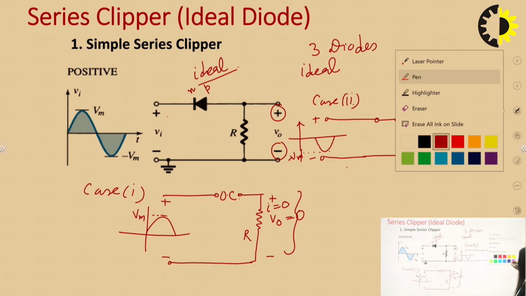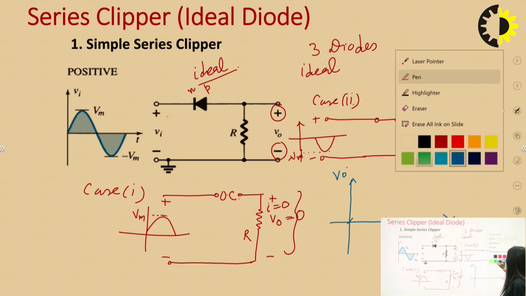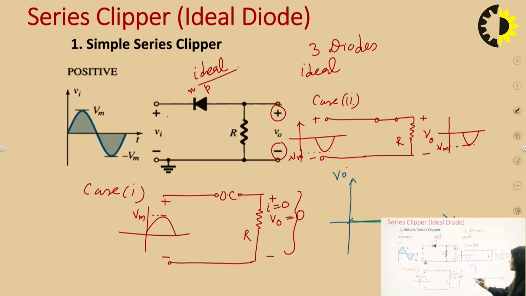Now we will finally conclude the result. This is our VO, okay. For the positive half cycle, the output is 0, and for the negative half cycle, the output is equal to the input. So here, this is the answer. The positive part has been clipped off by the diode, but it is for an ideal diode.